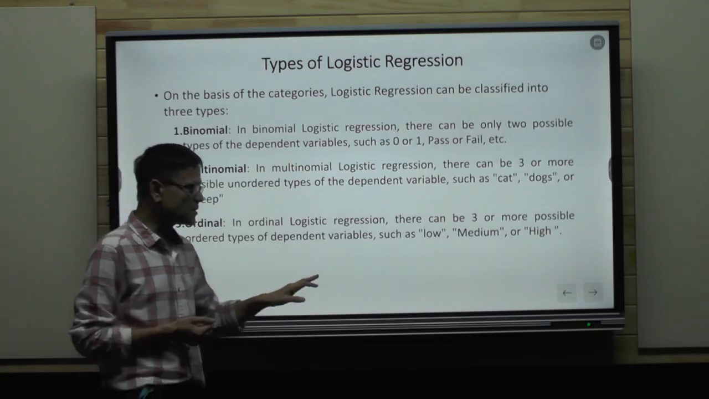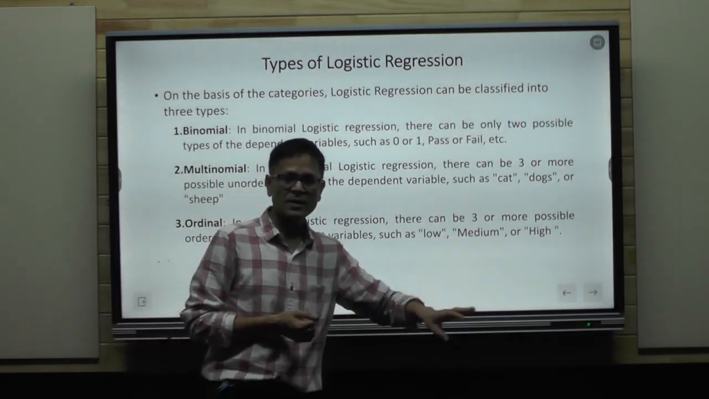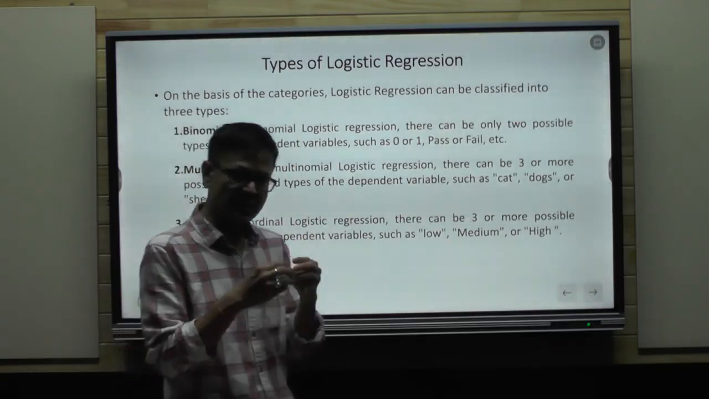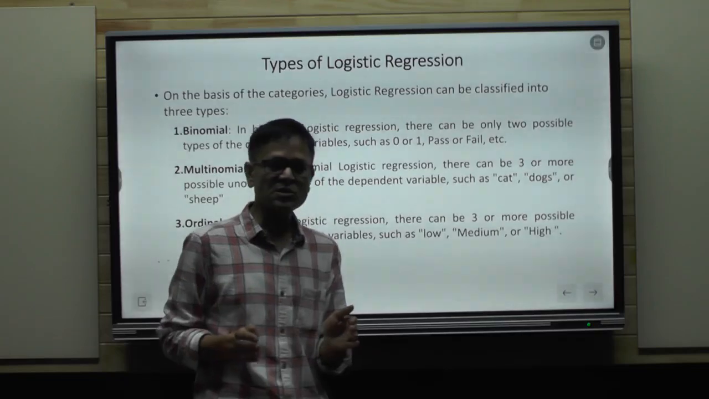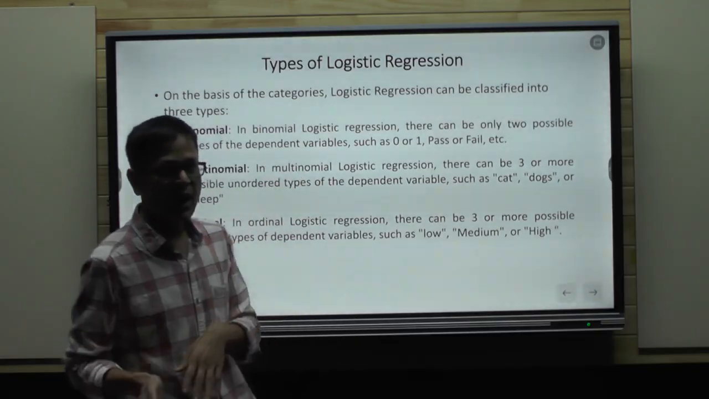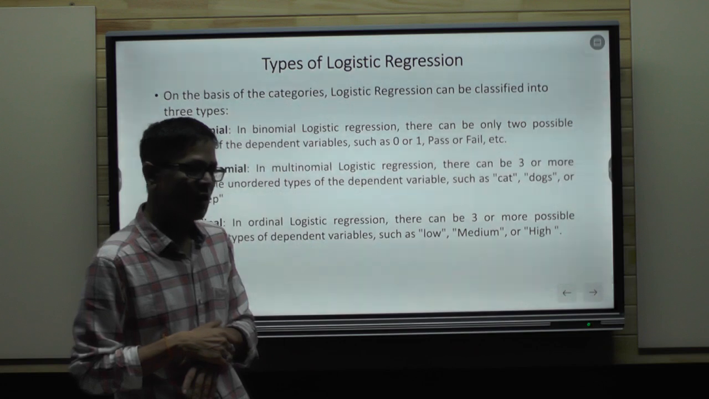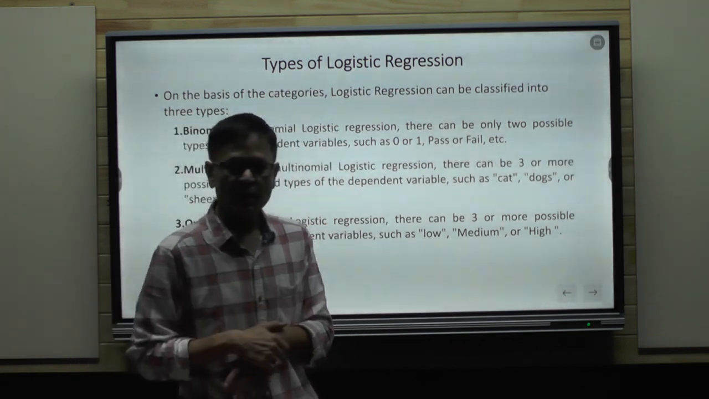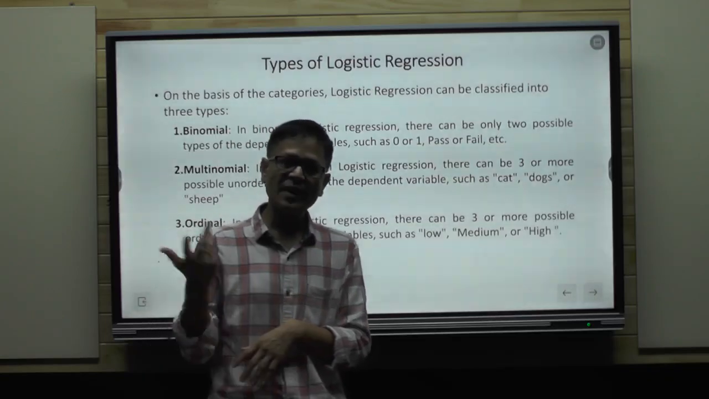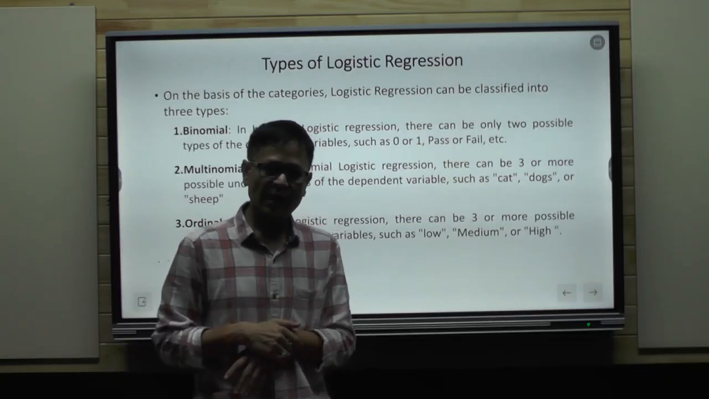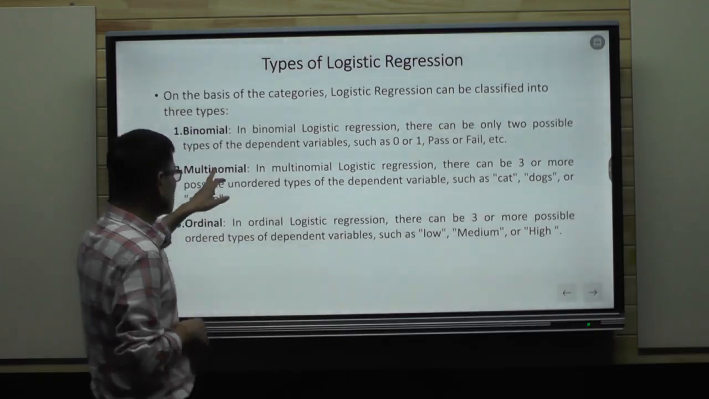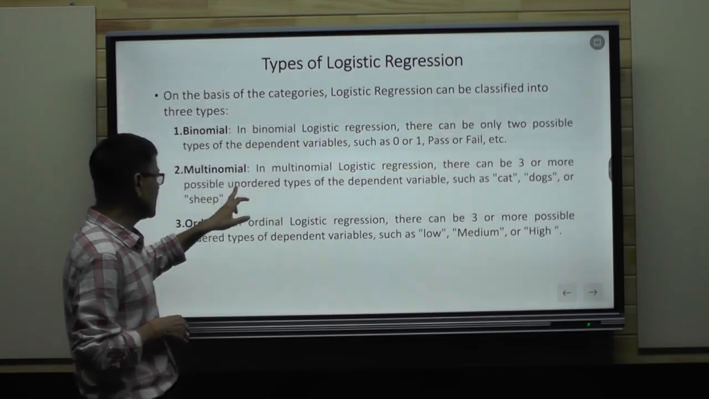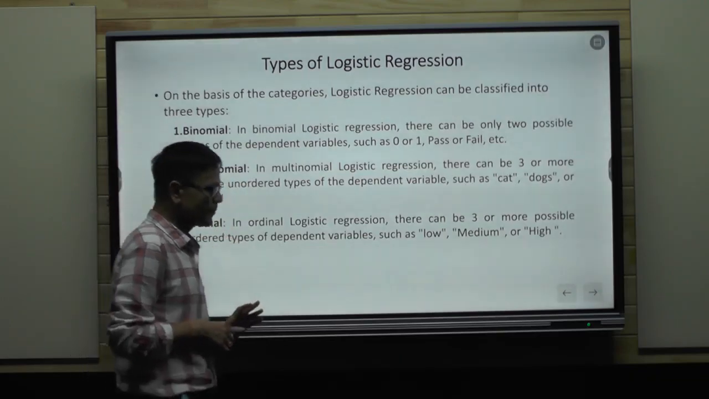And ordinal means low, medium, high. That is, the division is based on certain values, certain mathematical limits, such as low, medium, high. For example, what is the expectancy of buying a house by a customer? We can have an expectancy of low, medium, and high. So that is ordinal. So keep in mind what is multinomial and ordinal.